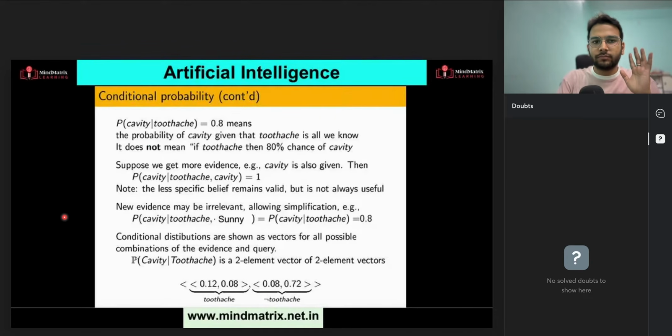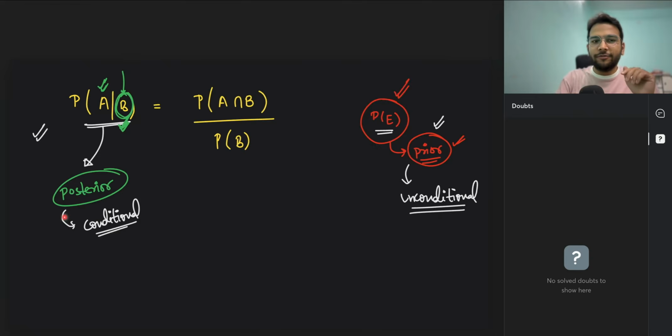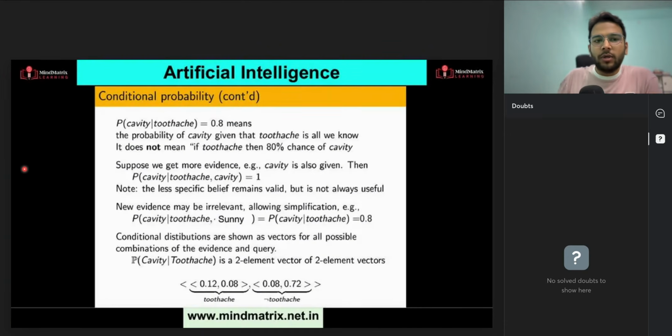Let's proceed now. So now we are going to discuss some very interesting stuff. So conditional probability, let's continue here. Now let's consider these examples. So let's say we are considering example of cavity, and basically this is an example of dentist. This is a famous example of dentist problem. So we are trying to find out the probability of cavity given toothache, right? So let's say it is given to you that we want to find out what is the probability of cavity given toothache.